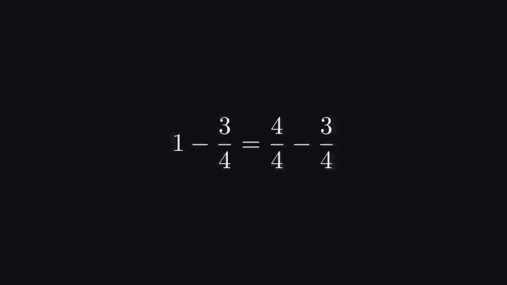To subtract, write 1 as a fraction with denominator 4. Since 4 over 4 equals 1, we can write the expression as follows. Now the denominators are the same. Subtract the numerators and keep the denominator. This gives 1 over 4. Therefore, 1 minus tan of x equals 1 over 4. This framed result is the final answer for the question.